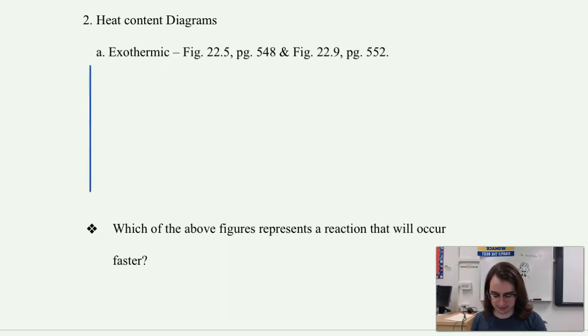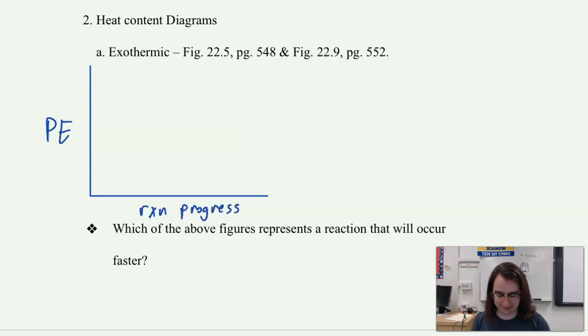So we're going to slap down a couple axes here. And on the y-axis, we're going to put potential energy. And on the x-axis, we're going to put reaction progress. In the book, they say time, but I think reaction progress is definitely the better thing to list here. Now, this is an exothermic reaction, which means I'm going to be releasing heat, right? So I want to start with my reactants kind of high, and I have this sort of lump like this, and then it goes down, and that forms products.